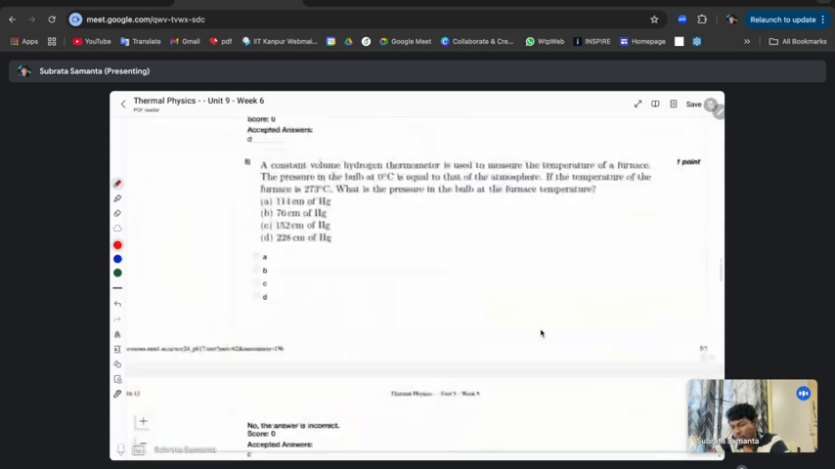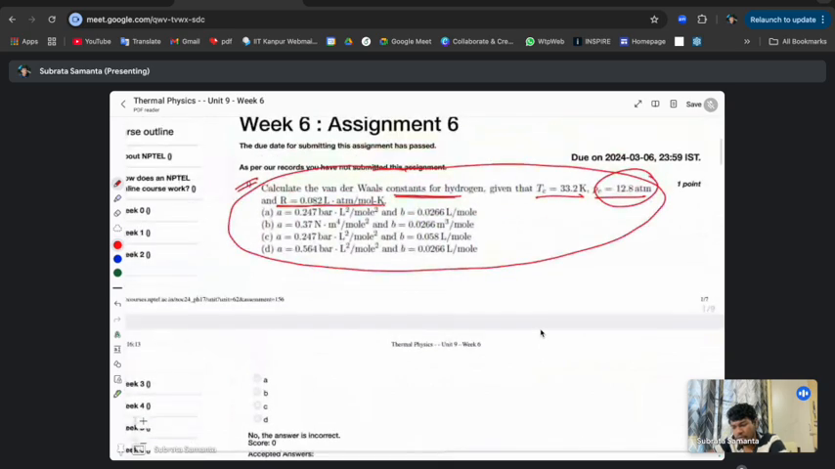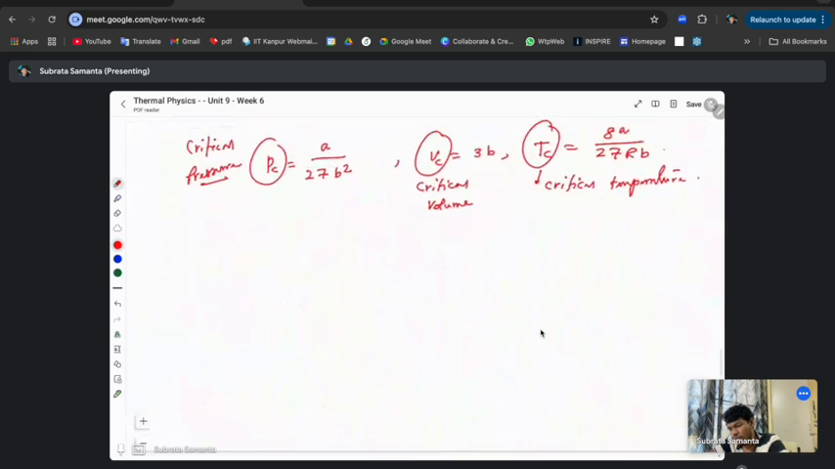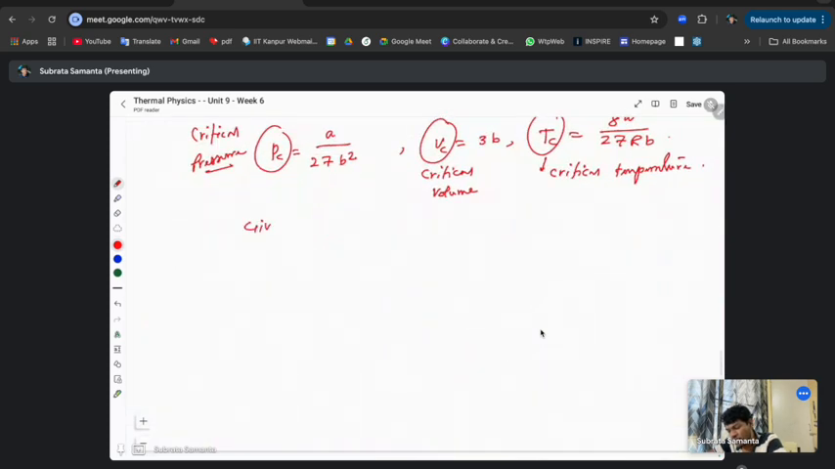In the problem, the Pc and Tc values are given. Tc is 33.2 Kelvin and Pc is 12.8 atm.